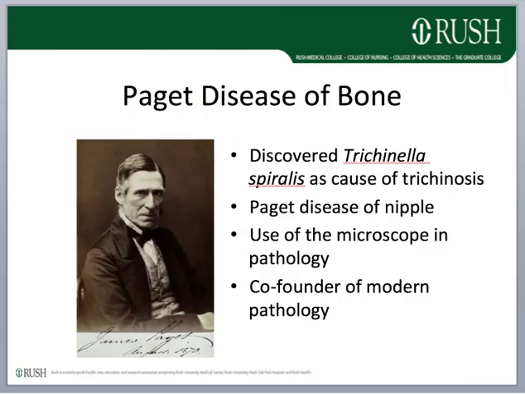Now I'll talk about Paget disease of bone. This gentleman to the left may not be much of a looker, but he had a very distinguished career and really should be considered one of the co-founders of modern pathology. The other, of course, being Rudolf Virchow of Germany. Sir James Paget of England, amongst his many things, significantly discovered Trichinella spiralis as a cause of trichinosis, and he did this about the time he was a medical student. Again, like Laennec, kind of humbling.